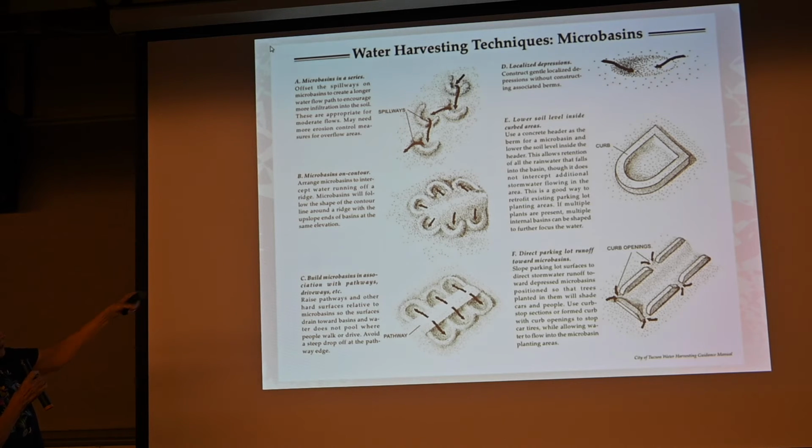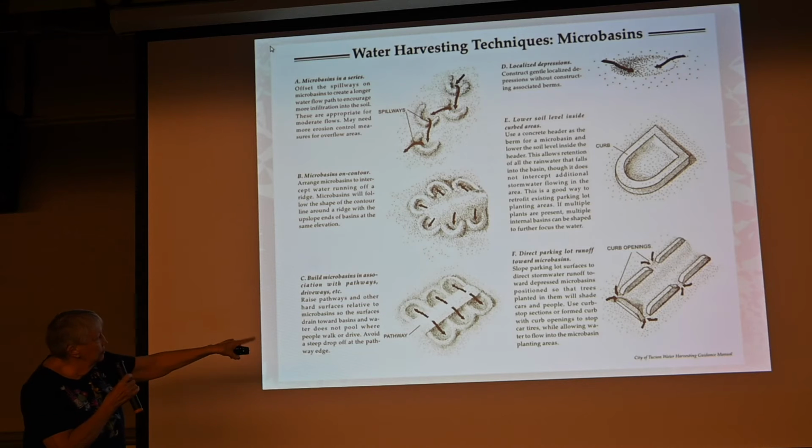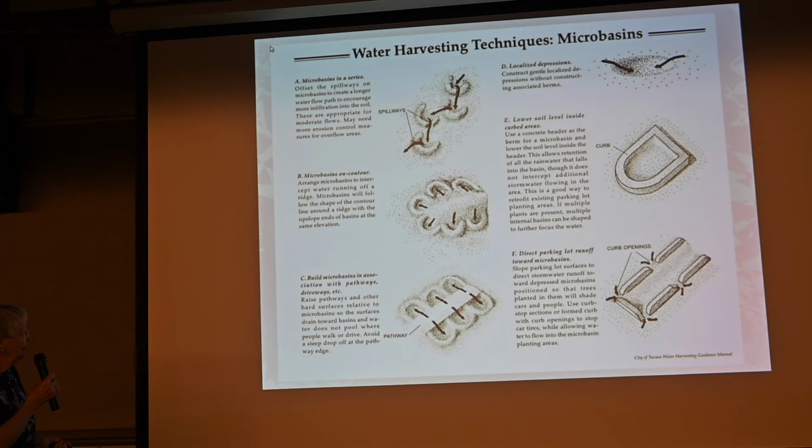You have a pathway in the middle of this one, but it's not as geometric as the next one is. This is for pathways, driveways. He tells you what each one of these is for, and then the last one's curb cuts. The one that's easiest is a localized depression. You can create that too.